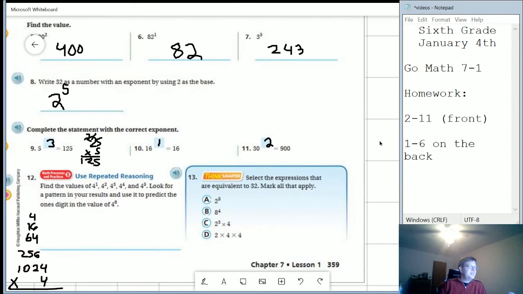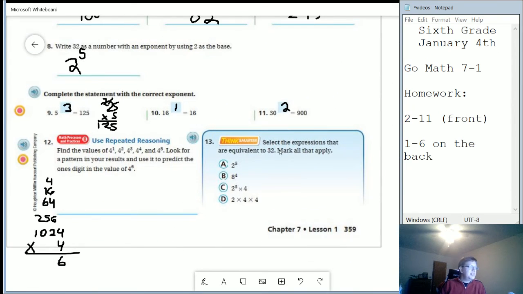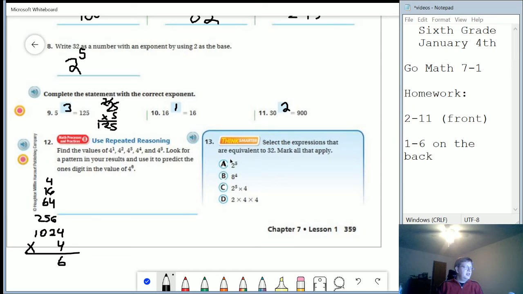Number 13, let's figure out which expressions are equal to 32. So if I do 2 times 2, that gives me 4, 8, 16, 32. So that first one would work. What about 8 to the 4th power? So think about that. So 8 times 8 times 8 times 8. Would that give us 32, or would that give us something different? That should be something different because 8 times 8 by itself would be 64, which would take us past that. If we did 8 times 4, that would get us there.